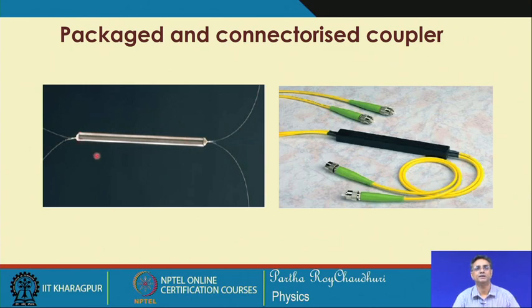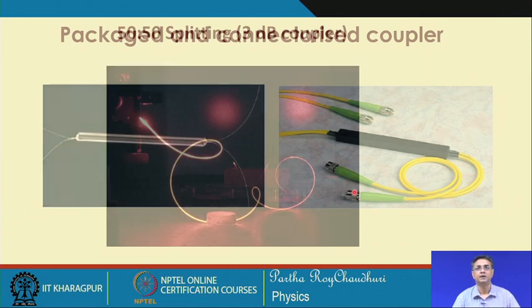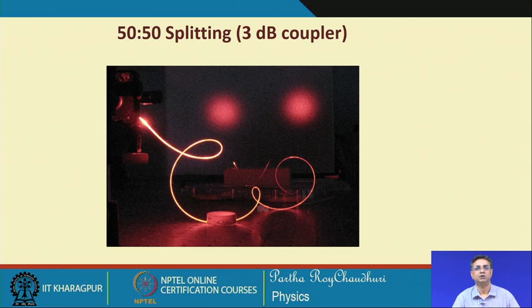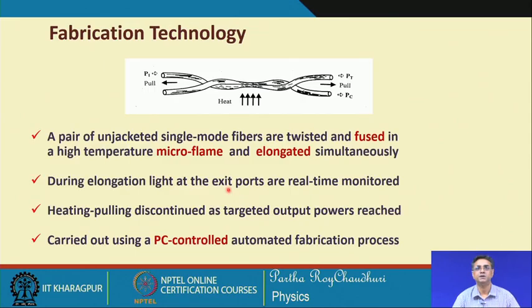Couplers look like this. This is a fabricated coupler just protected with a capillary sleeve, and this is a packaged and connectorized fiber coupler. You have two input ports and two output ports. Each of them can be used as input or output, and when illuminated with light, the two output ports give you almost equal distribution of the light power. You can see that 50%. So, this is a 3 dB fiber coupler, very beautiful to see.